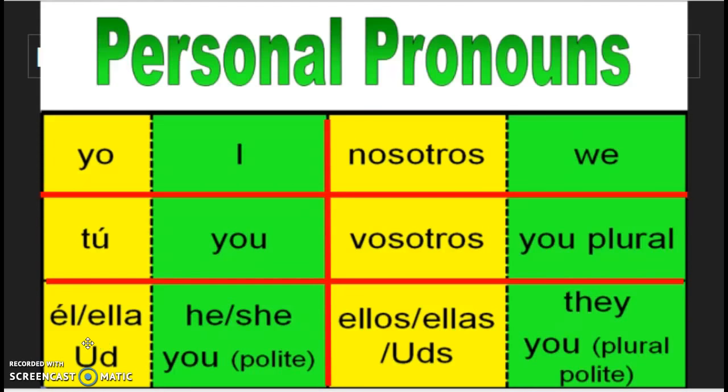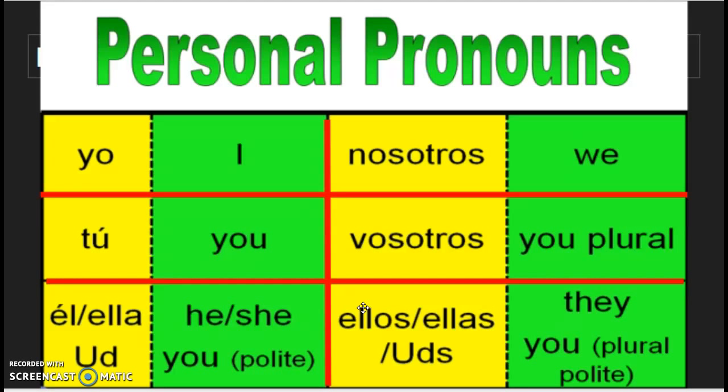That UD is just an abbreviation for usted. I will write out the full word in just a second. We means nosotros, you plural means vosotros. They can mean either ellos or ellas, depending on if it's masculine or feminine.